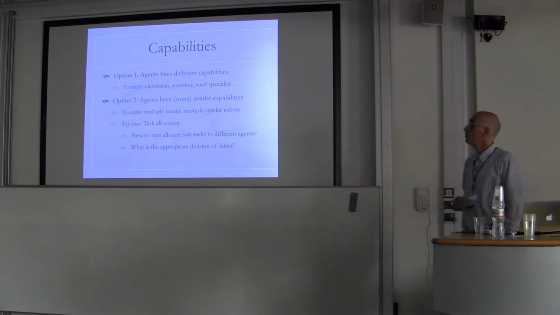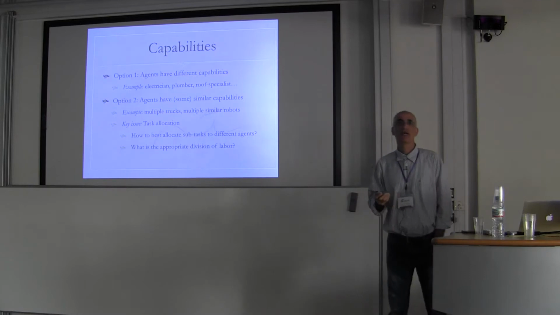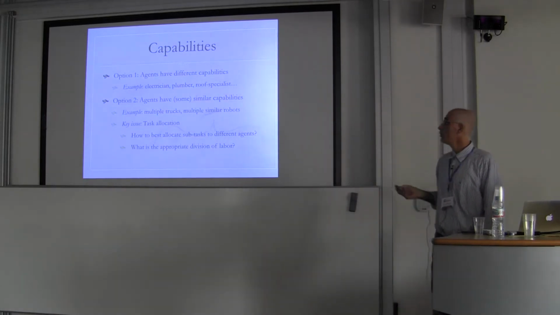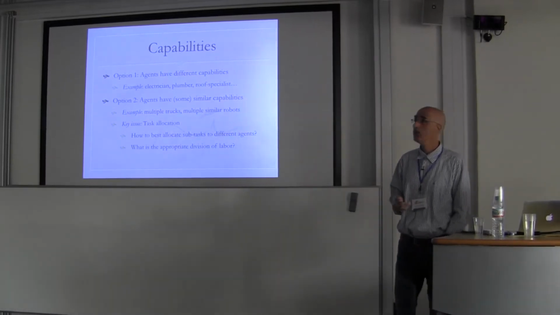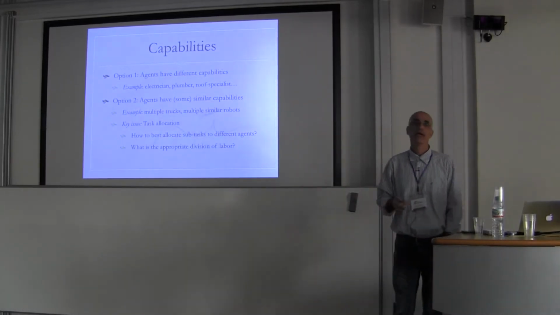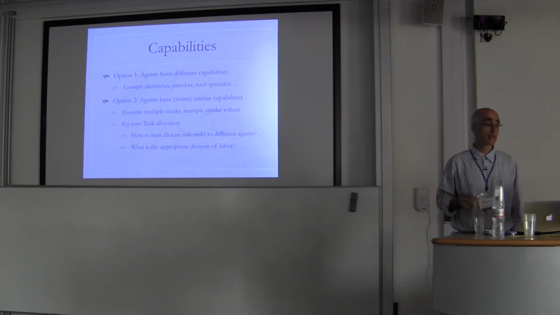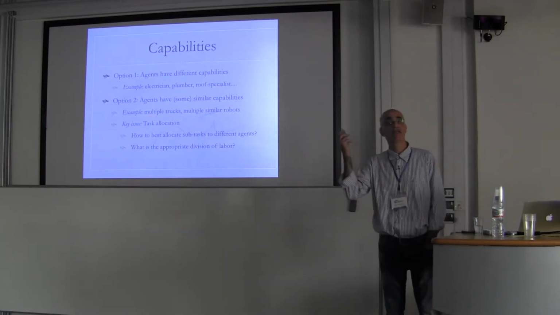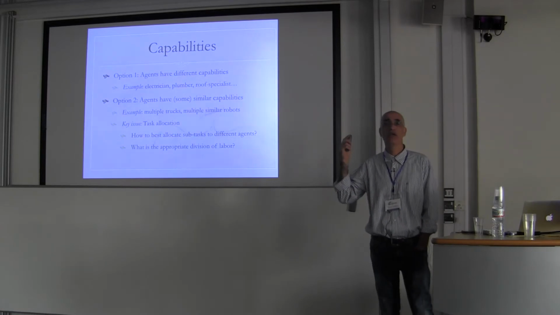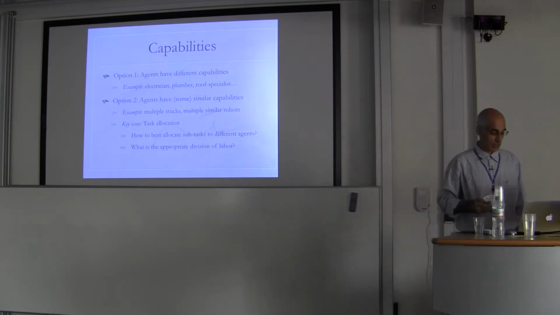And I mentioned the issue of capabilities, so we can have agents that have different capabilities, that's one option. And the other one is agents that have similar capabilities, like multiple trucks in a shipping company, multiple similar robots. And then we have the issue of task allocation, how to best allocate the subtasks to different agents, and what is an appropriate division of labor. Again, this comes back to this issue of what are we trying to optimize. So do we want to make sure that the load is fair somehow, and so forth.